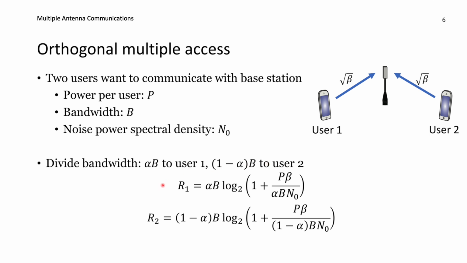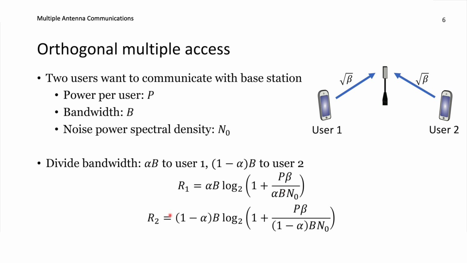Then we can compute the 2 achievable rates of these 2 users. The first user has the bandwidth alpha times B, so we put this in front of the logarithm. We have log 2 of 1 plus a signal-to-noise ratio, which contains the total power P, beta, which was the channel gain, and then we have the bandwidth alpha times B again, and we have N naught as the power spectral density of the noise.